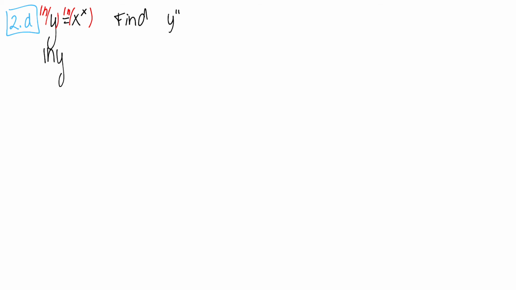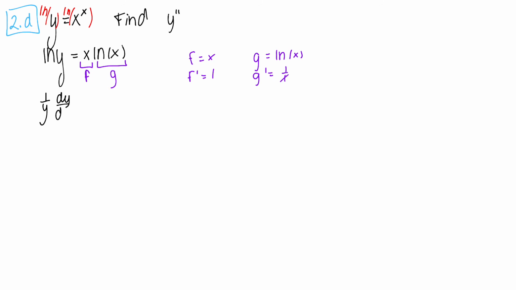So you have ln y equals, this x can come down in front. So you have x ln x. When you go to take this derivative, you have f and g. F is x, f prime is 1, g is ln x, g prime is 1 over x. So implicit differentiation, 1 over y dy dx. F prime is 1, I'm not going to write that, times g, which is ln x, plus g prime is 1 over x times f, which is x.